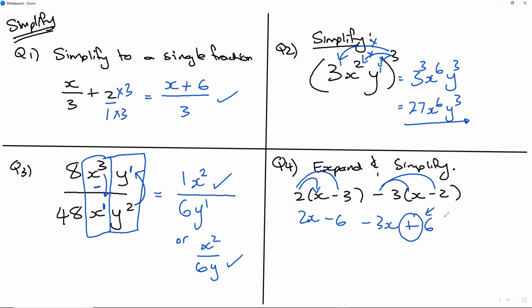Big important step here. Minus times the bracket, minus becomes plus. Very important step here. Like terms now: 2x plus 3x, and 2x minus 3x will be negative x. And negative 6 plus 6 actually becomes 0. So the final answer here would be negative x for this.